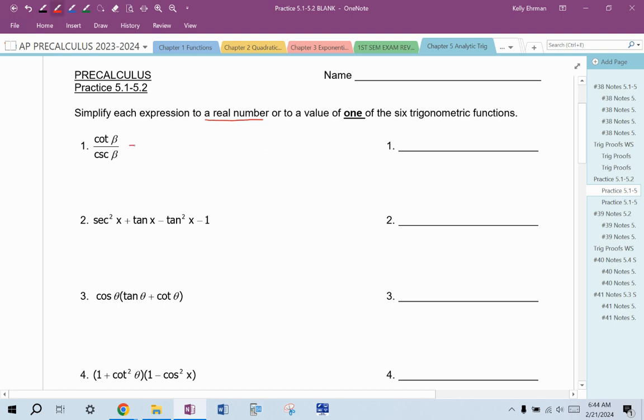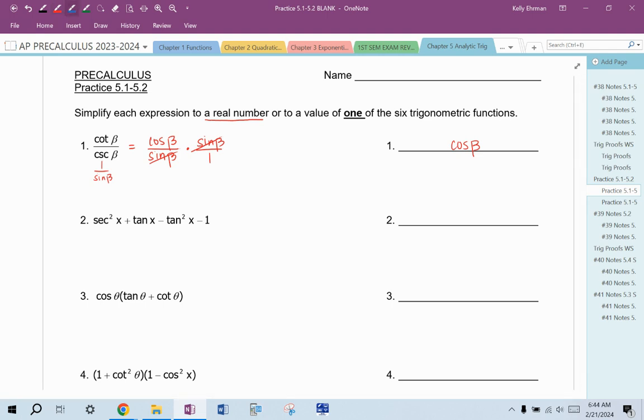All right, so these are not necessarily proofs. You can show as much or as little work as you want. I would begin by changing cotangent beta to cosine beta over sine beta. And instead of dividing by cosecant, which is 1 over sine, we can multiply by sine beta over 1. Sines cancel out. Cosine over 1 is just cosine of beta.